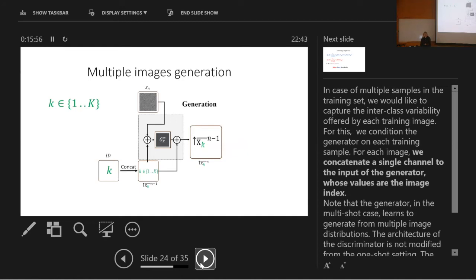In case of multiple images in the training set, we would capture the interclass variability offered by each training sample. So for this, we condition the generator on each training sample. We are doing this by concatenating to each image the index of the image in the training data. So note that the generator in the multi-shot case learns to generate from multiple images distribution, but the discriminator is the same, it's not changed. The only difference is that now it is learned from a larger set of images, so from a richer distribution.